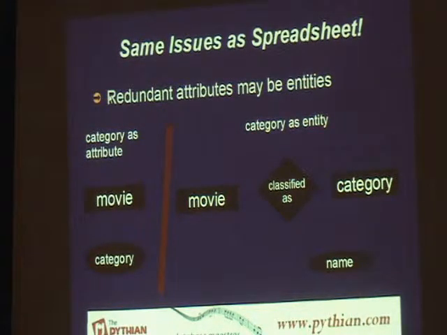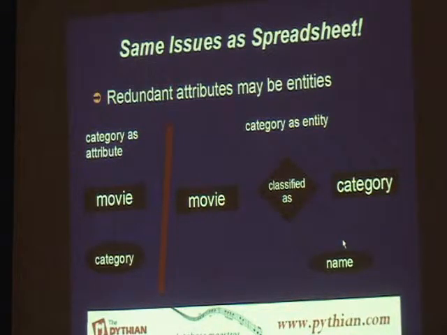So here's the category as an attribute on the left-hand side, right? But if I decide that I want to change animation to animated, now I have to do it in every single row, whereas if it was its own entity, its own thing, now we have this relationship between movie and category. A movie is classified as a category, and a category has as an attribute a name, right? The name of the category is animated, right? The title of the movie is Frisco Forest.